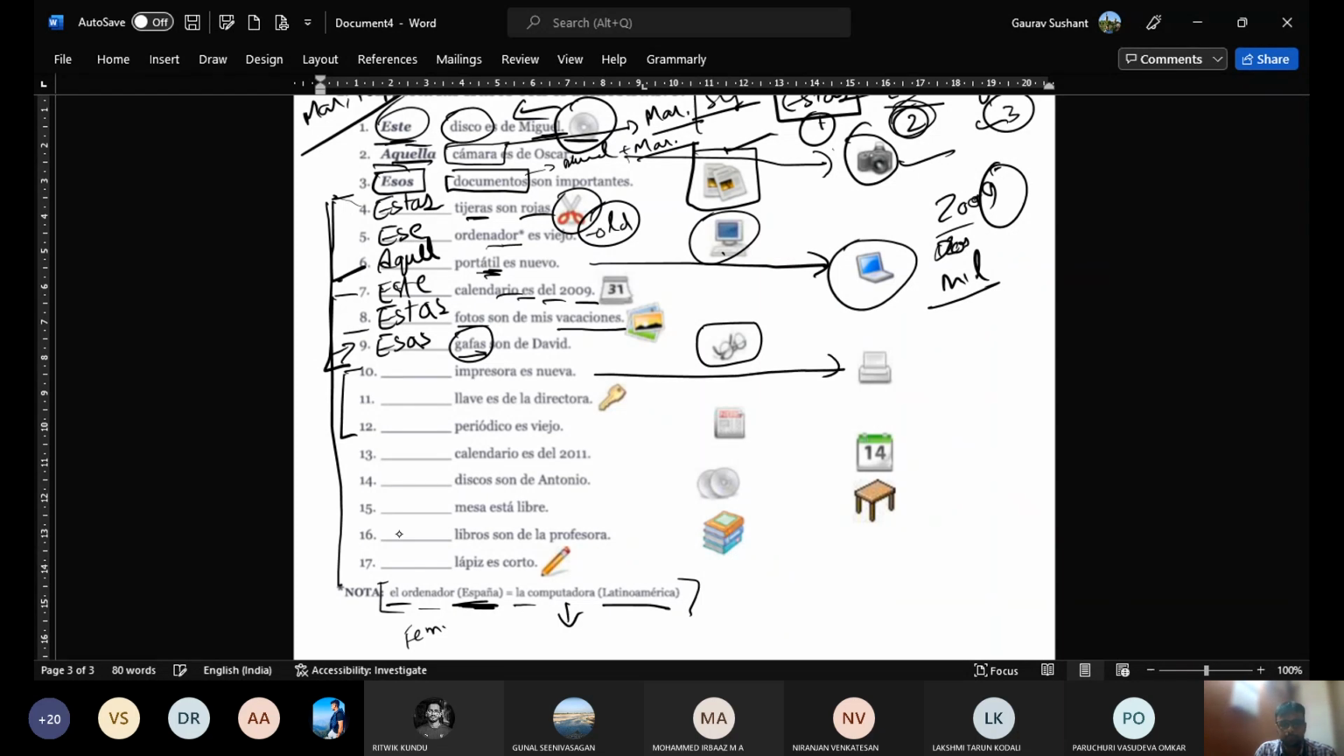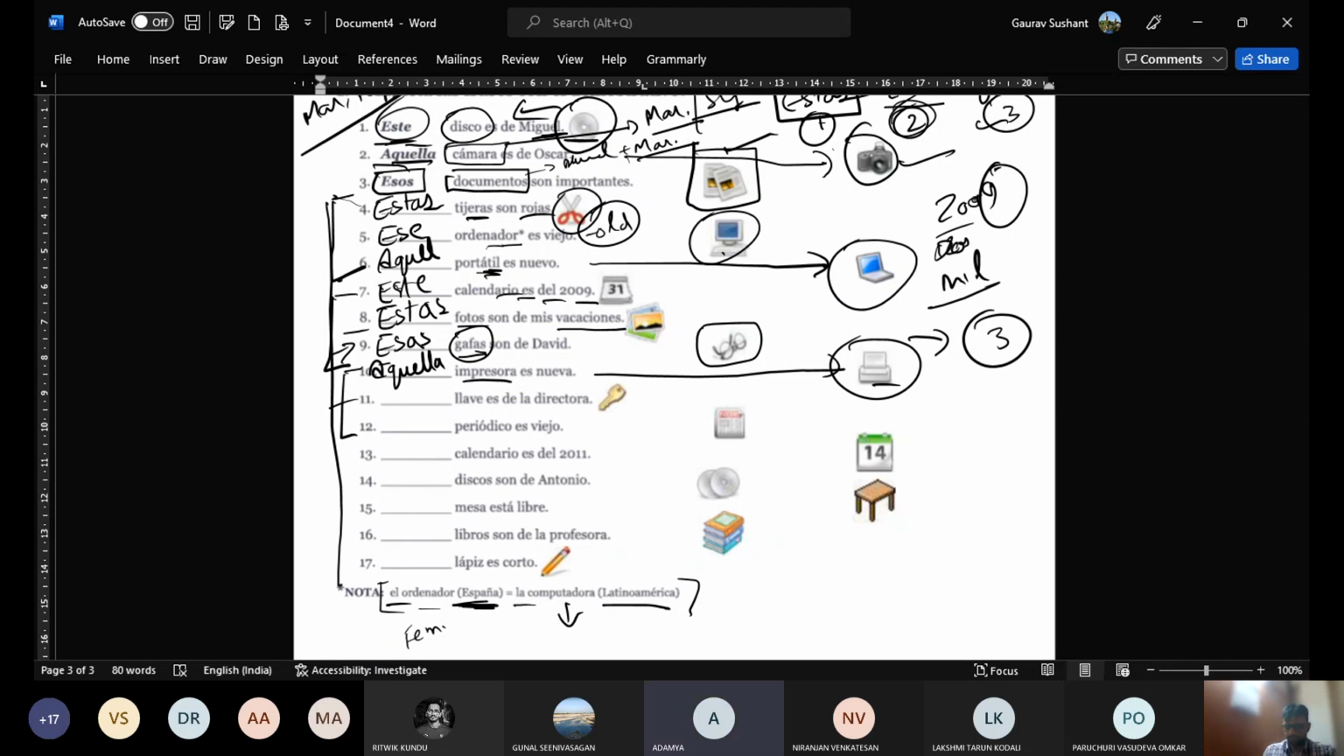Sir, so 10th will be esa impresora es nueva. But here impresora is to the extreme right, so you should be selecting from the third group. Yes, sir. Exactly, aquella impresora. And what do you think impresora is? Sir, I guess it's a printer or something. Yeah, it's a printer. So aquella impresora es nueva. So that printer is new. Good. Number 11.